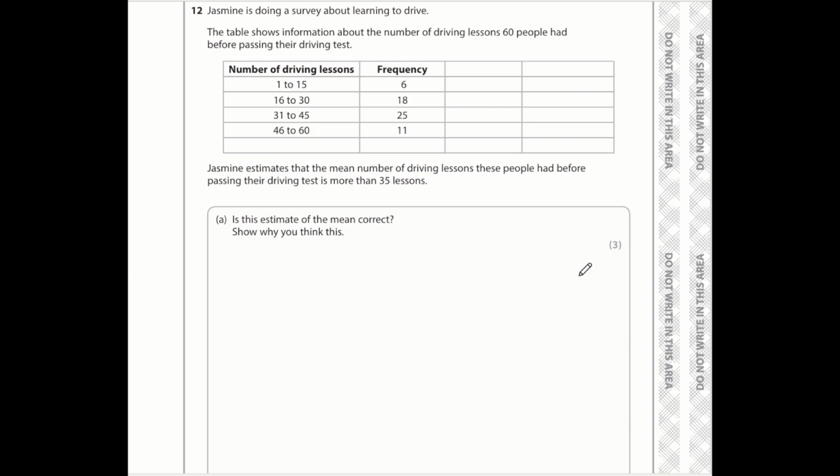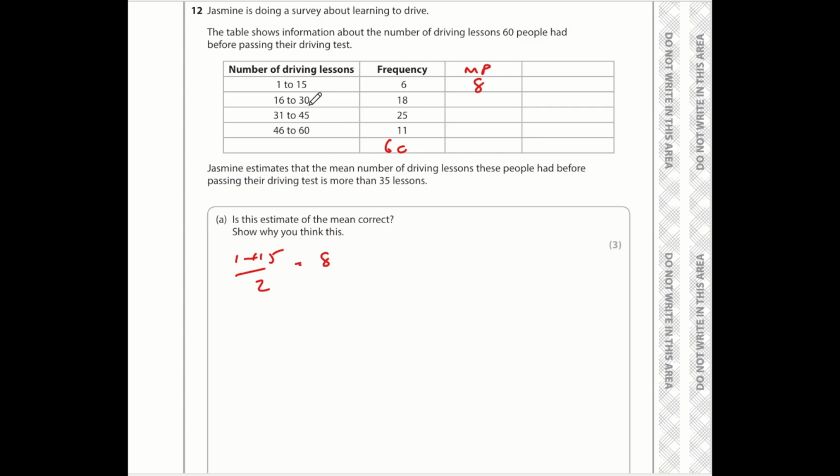So we have 60 people, and the 60 people is the total of the frequency column. The issue here is we've got 6 people who have had between 1 and 15 driving lessons. These 6 people might have all had 1 lesson, or they might all have had 15. So what do we do? Well, we're going to assume that all 6 of them had exactly the midpoint of 1 to 15. The midpoint is 1 plus 15 divided by 2. 1 plus 15 is 16, 16 divided by 2 is 8. So the midpoint here is 8.